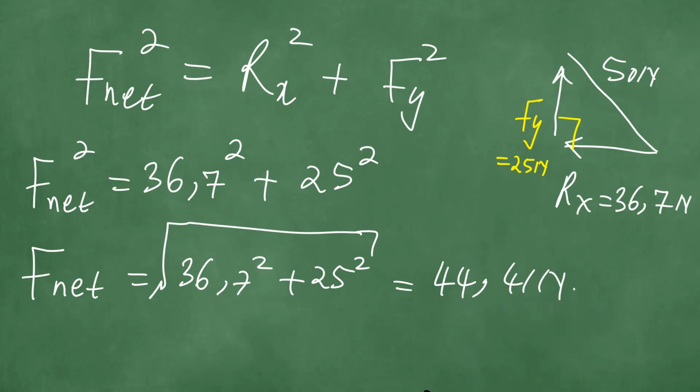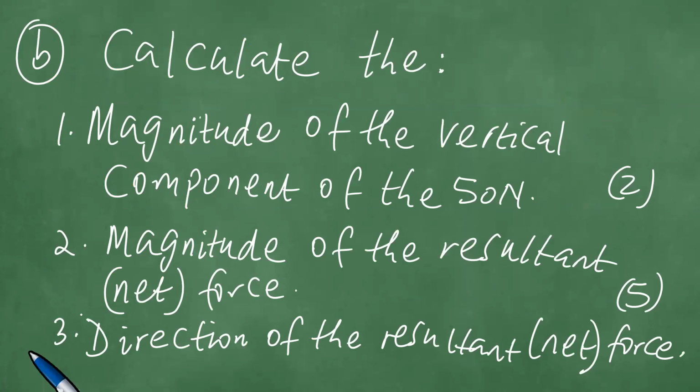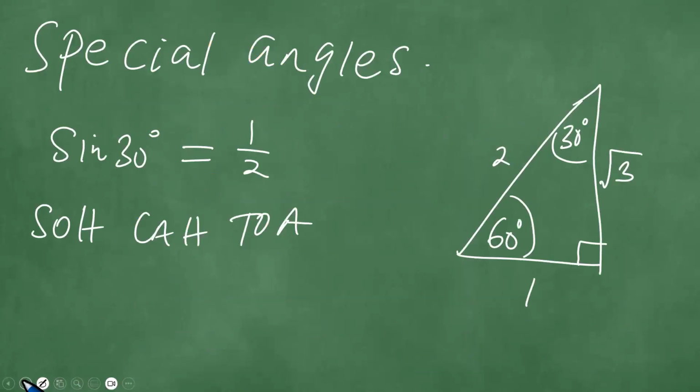44.41 newtons. Okay. Because this question was interested in us doing B part two, and B part two was saying the magnitude of the resultant or net force, we have found the magnitude, so the direction is not important yet for the first part of the question. And we found the result, but the examiner in part three is really saying the direction of the resultant or net force now, B part three, the direction of the resultant or net force, B3.